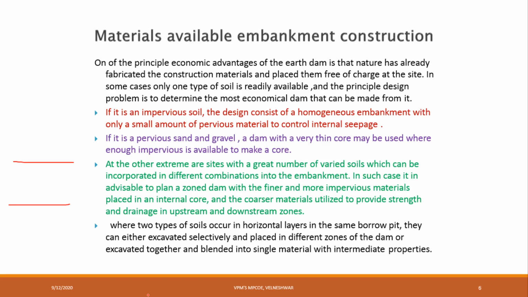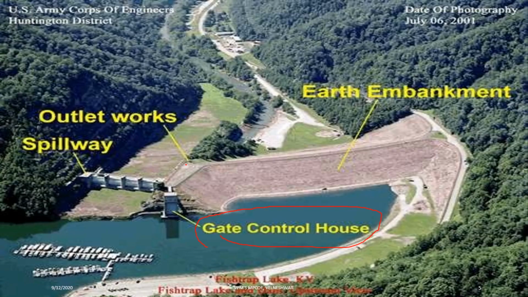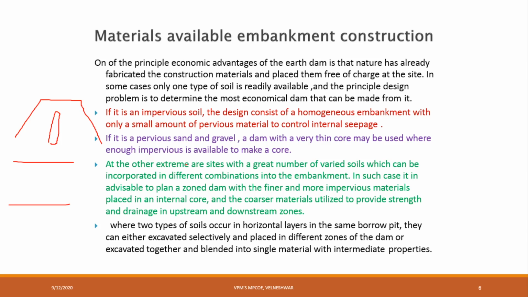If it is a pervious sand or gravel, a dam with a very thin core may be used, where enough impervious material is available to make a core. Okay, thin core means what? For suppose this is our dam. Okay, in between we will provide one thin core, like this. Like this, thin core we can provide, thick core we can provide. Why are we providing this thin core or thick core? Just to increase the strength of our dam.